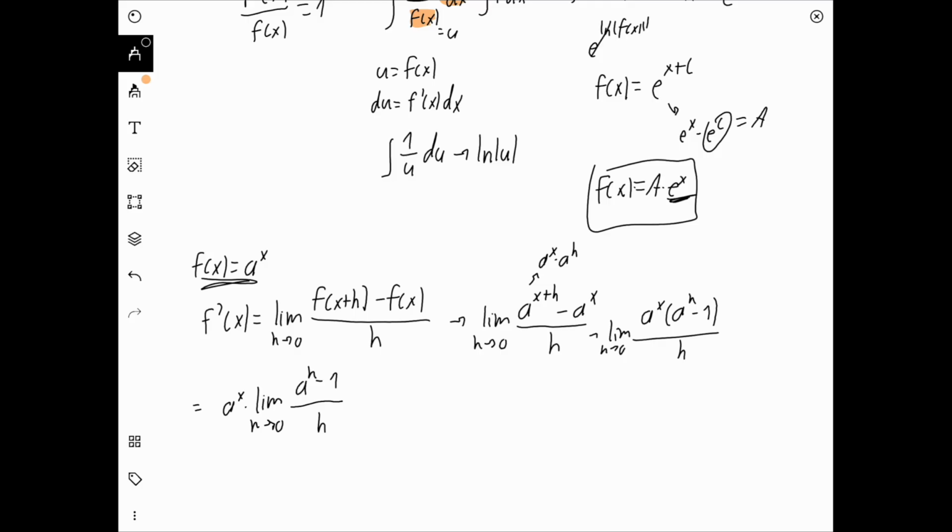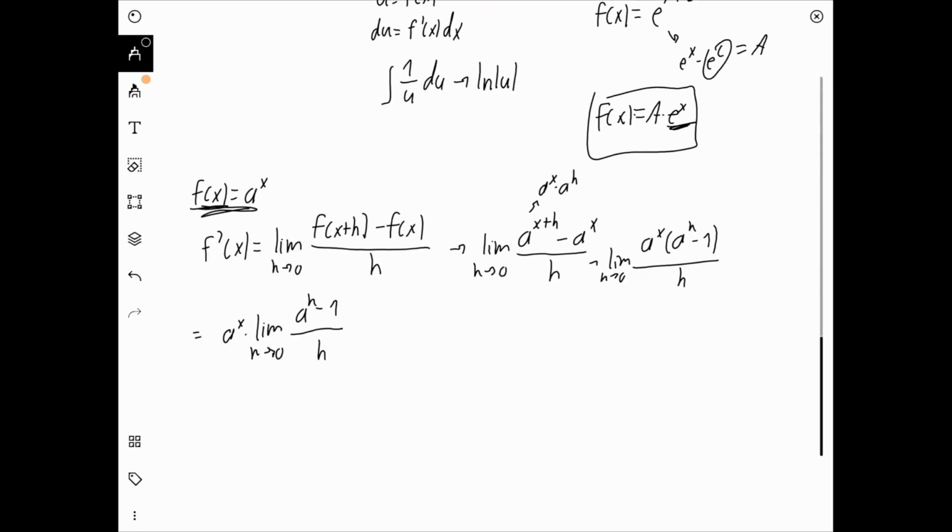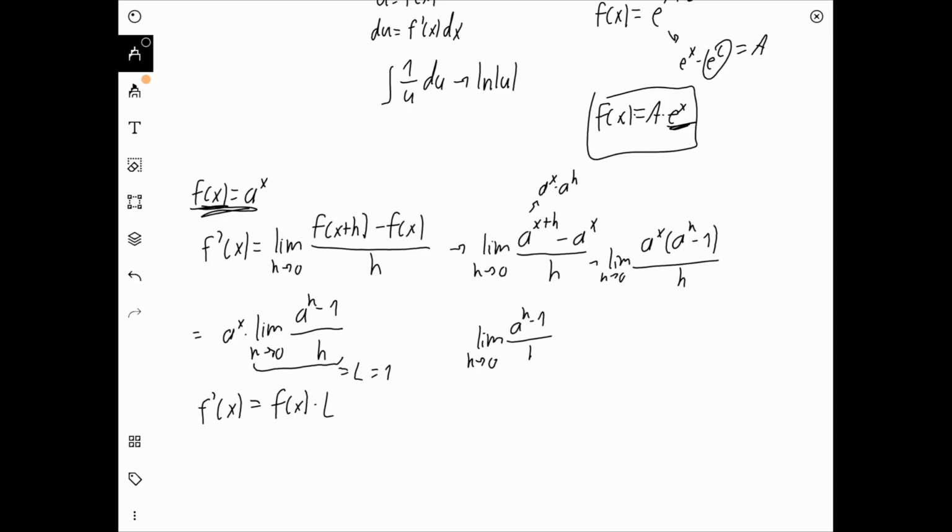And now what is a to the power of x? Well, that just is our function f of x. So we got that the derivative of f of x equals f of x times this limit, which has a certain value. We can call it L, so f of x times L. So now the only way that the derivative of this function equals its own value is if L equals 1. So we're basically saying that the only way this can hold is if the limit as h goes to 0 of a to the h minus 1 over h has to equate to 1.